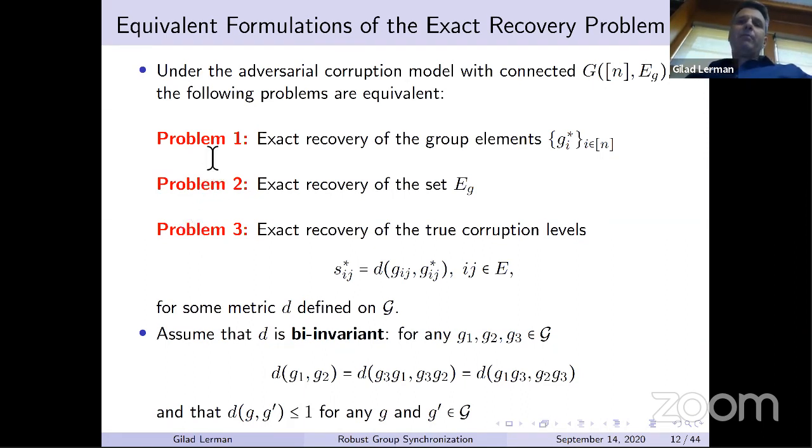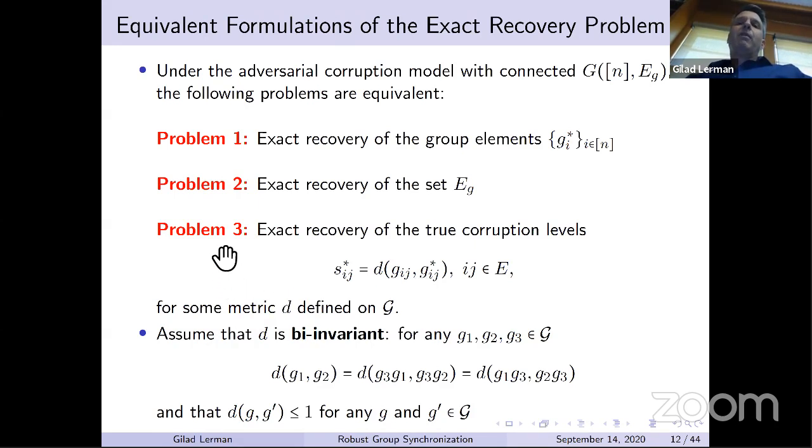Maybe you don't trust me. So let me show you that 1 implies 3, 3 implies 2, and 2 implies 1. Indeed, if you know all the group elements, you can just compute, and because someone gave you the estimated ones, the measured ones, you can just compute the corruption levels.